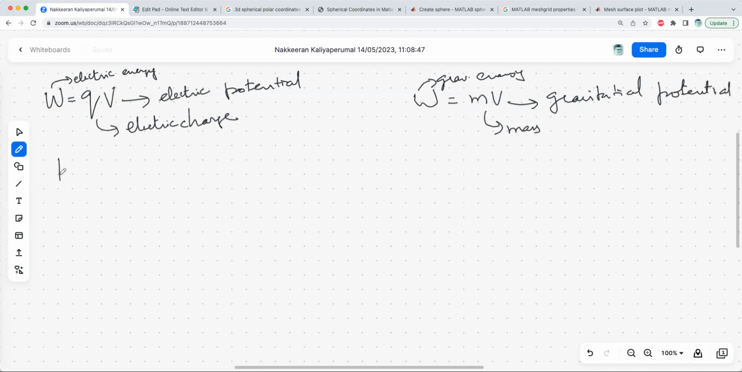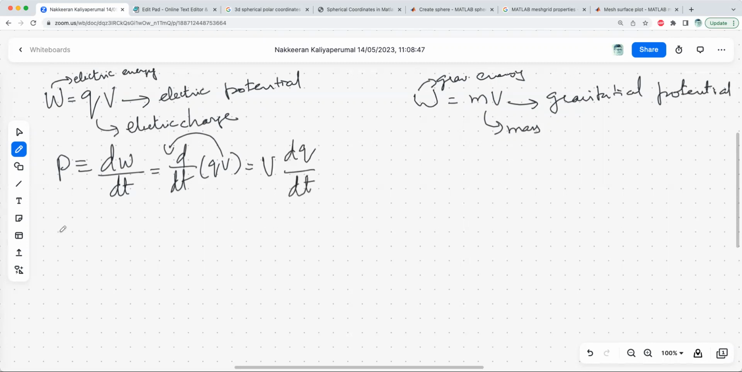Then what we did, the power is defined as the rate of work done with respect to time. So that came to d by dt of our QV. If the V is constant, we can take that outside. So it becomes V times dQ by dt. And this whole thing is defined as our current I. So because of that, we got VI, right? Yes. Okay, good.